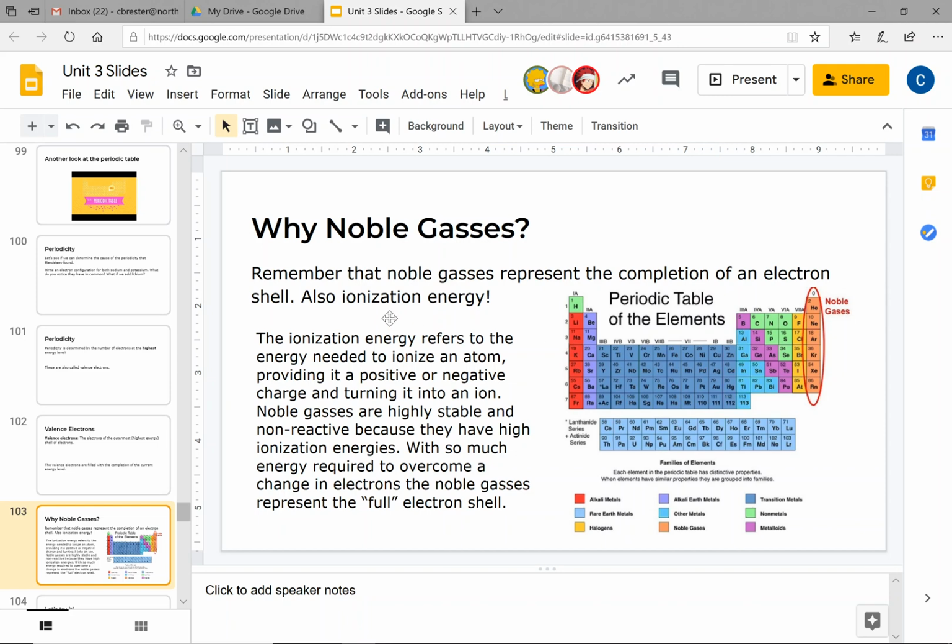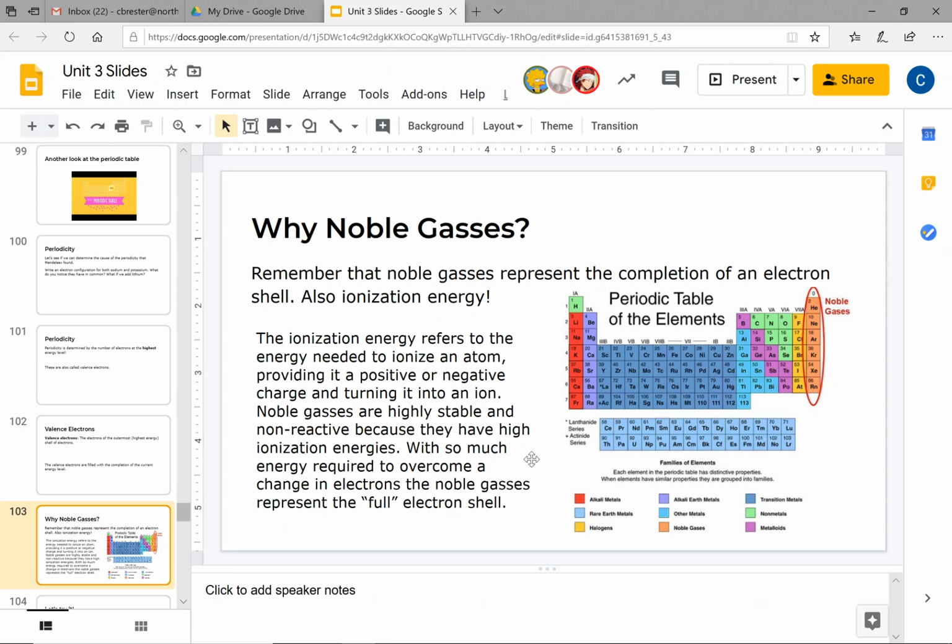And that's because of something called ionization energy. So the ionization energy, and we'll talk about this more in 3.9 and especially next unit as well, in unit 4. But ionization energy is the energy needed to ionize an atom. So you either take away or add an electron and it changes the charge, which turns it into an ion. It's no longer an atom.